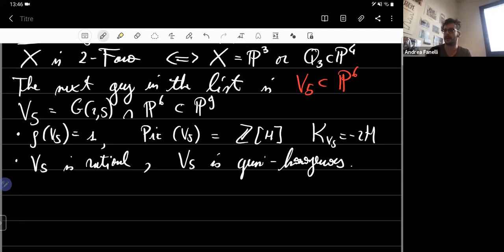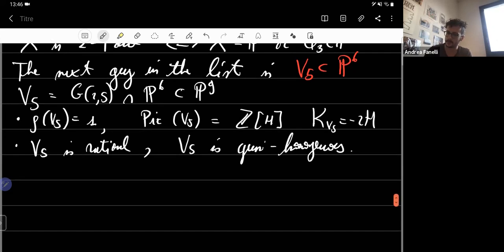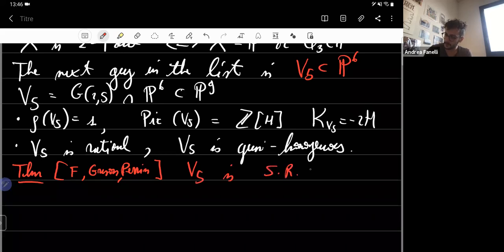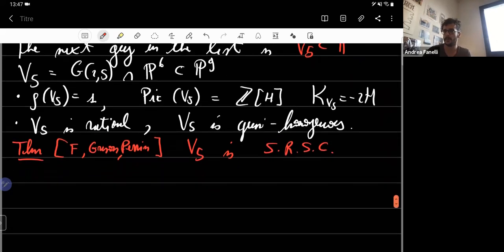So you cannot apply the general results, and here is where our contribution comes. V5 is strongly rationally simply connected. Of course, clearly it's not 2-Fano, this is just the theorem I mentioned earlier. So in a sense, those notions are different. It's not like for hypersurfaces where the two notions coincide.